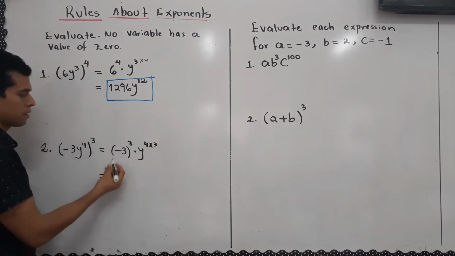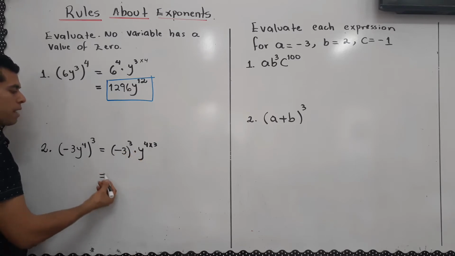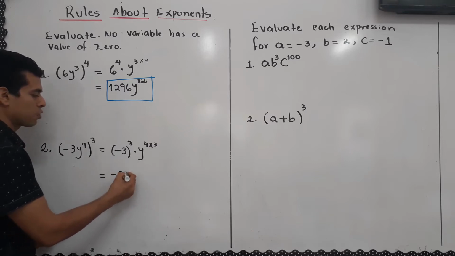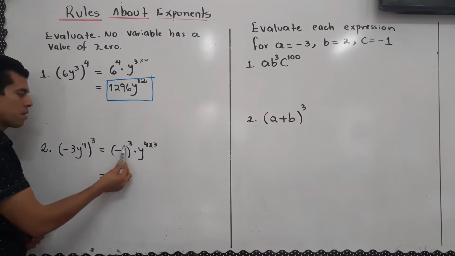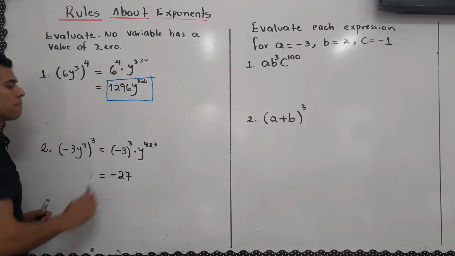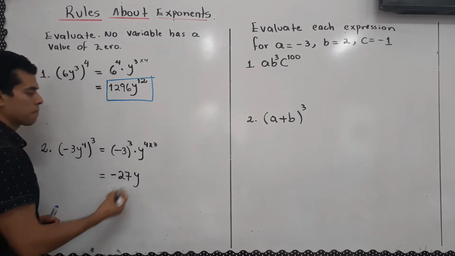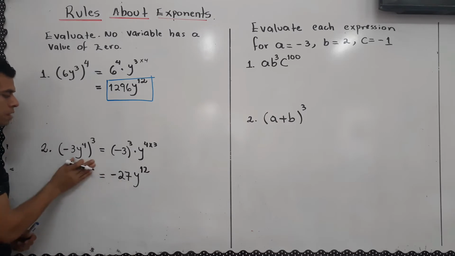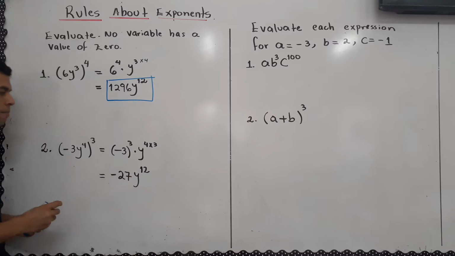So in this case, negative 3 elevated to the 3 is going to be negative 3 times negative 3 times negative 3. This is going to be negative 27. Because when the exponent is not an even number and you have a negative base, the answer is always going to be negative. So in this case, copy the y, and 4 multiplied by 3 is 12. So the answer of this exercise is negative 27 y to the 12th power.